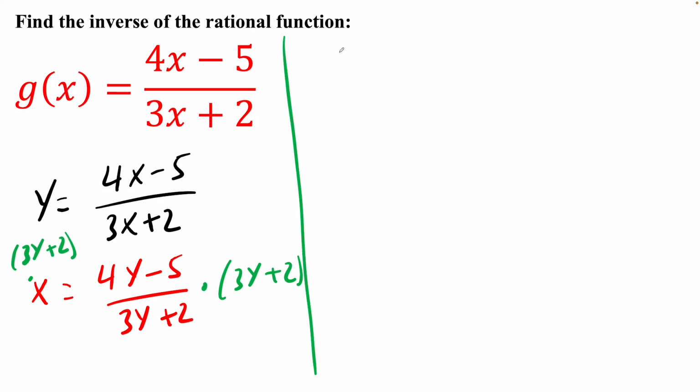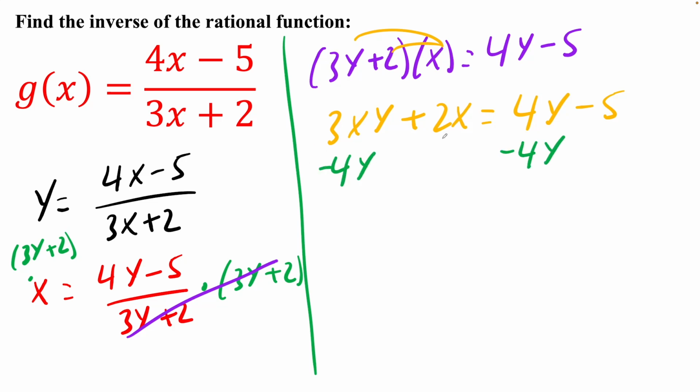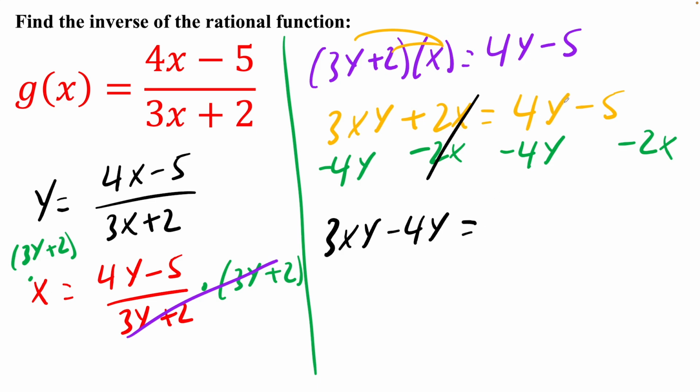So then we'll have this piece, so (3y + 2) times x is equal to, these guys cancel out, so we have 4y minus 5. We'll distribute, so we'll have 3xy plus 2x is equal to 4y minus 5. Now we'll go ahead and subtract 4y, we want to move this piece, so minus 2x, minus 2x. And so we're going to get 3xy minus 4y. These pieces cancel, is equal to, these pieces cancel, negative 5 minus 2x.